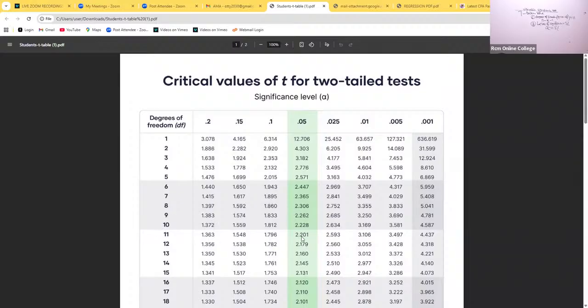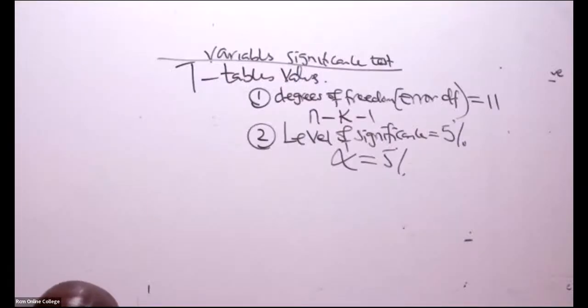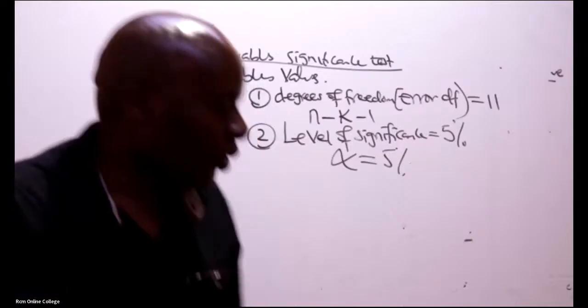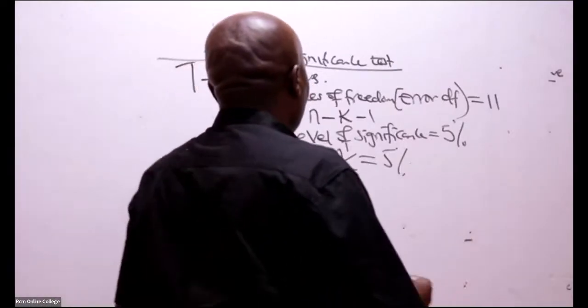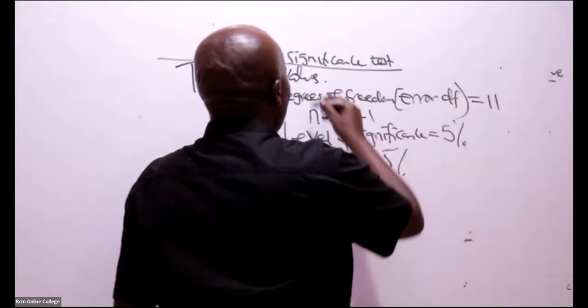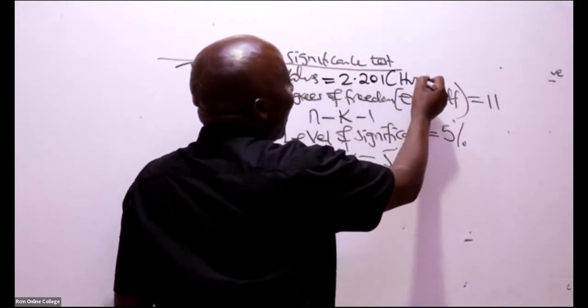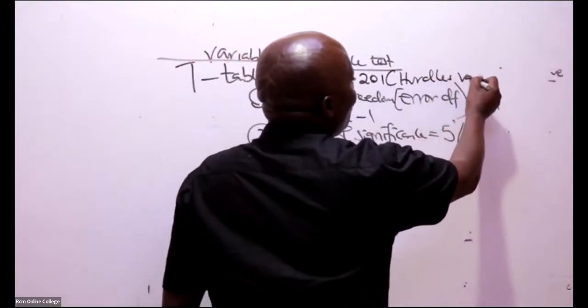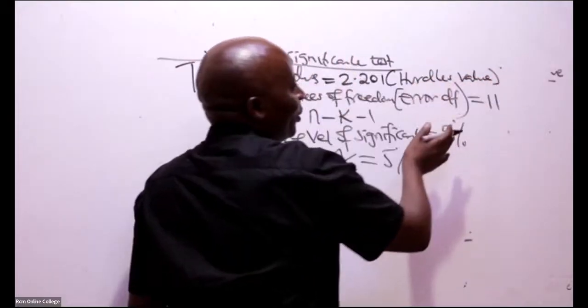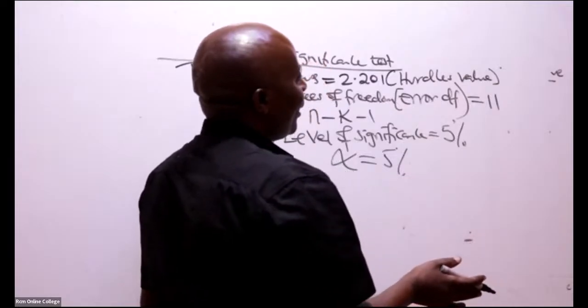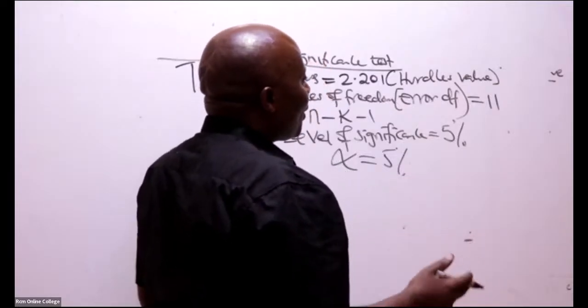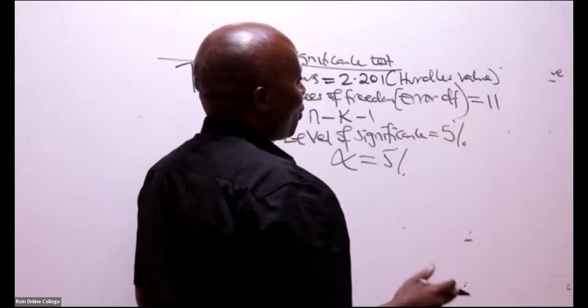So we have 2.201, this one here. T critical, T tables, is 2.201. So our T critical is 2.201. Remember, this is the hurdle value. If you exceed this, then you are very significant. You are very, very strong.